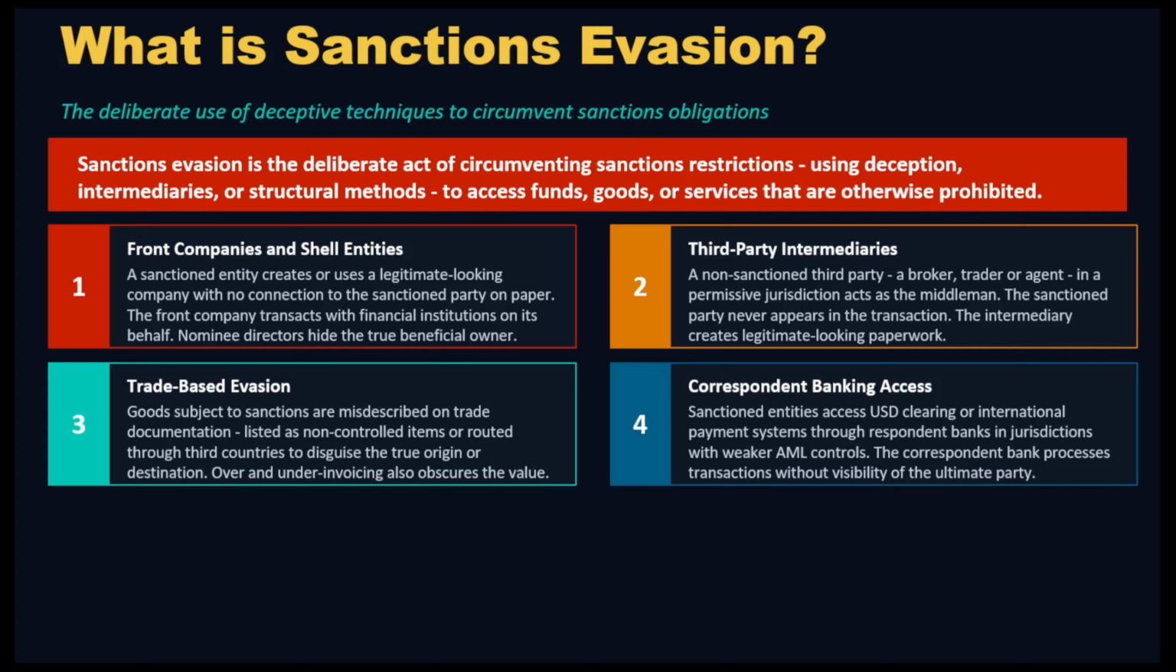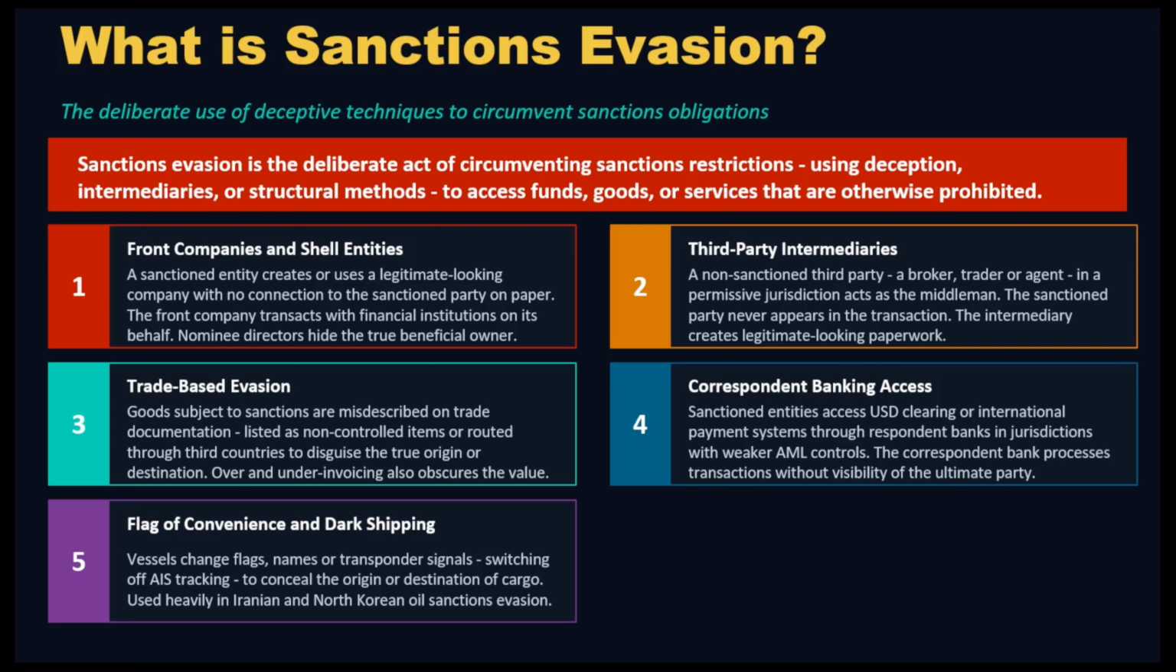The next is flag of convenience and dark shipping. Vessels change their name and switch off their automatic identification system, AIS, which is a transponder, so the tracking signals conceal the cargo origin and destination. It's difficult to trace then. This is heavily used in Iranian and unfortunately North Korean oil sanctions evasion as well.